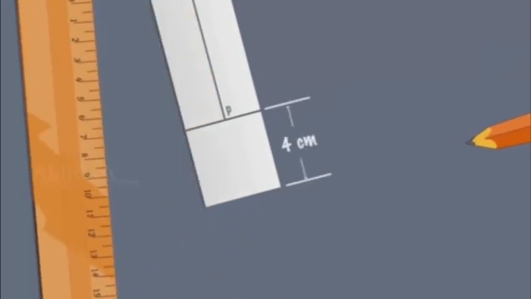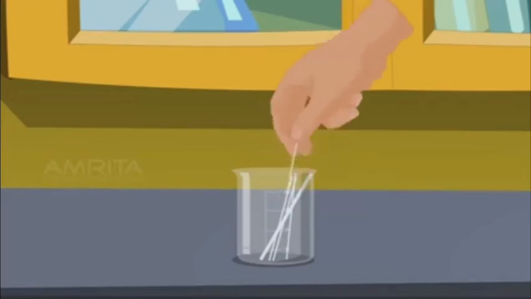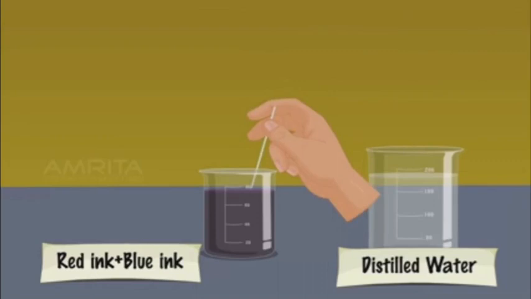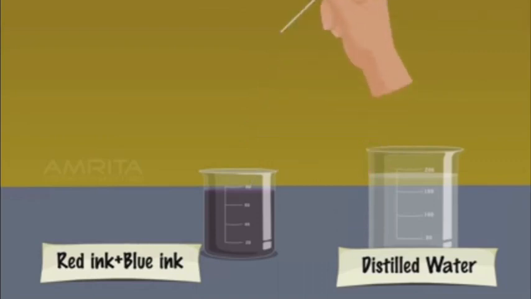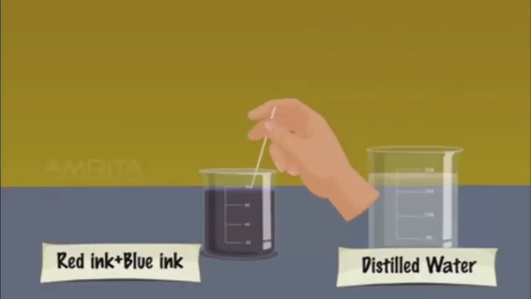At the middle you are going to put one line. With the help of the capillary tube, we are going to take the red and blue ink mixture. Take a drop of the blue and red ink mixture and put it at the center, on the line at 4 centimeter distance. One or two drops you have to put. Then allow that filter paper strip to dry.